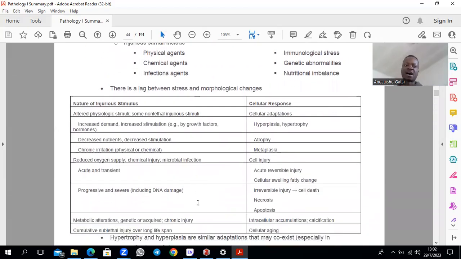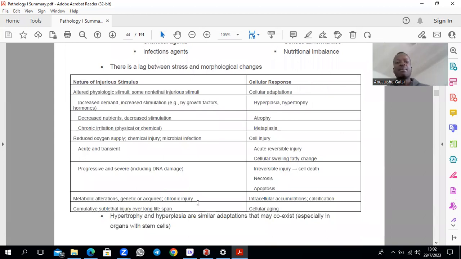So these are examples of cell adaptation. I won't necessarily talk about this. Maybe hyperplasia, hypertrophy. I told you that there's going to be an increase in cell number if it's hyperplasia, cell size if it's hypertrophy. Atrophy, there's decreased metabolism or decreased metabolic needs and a decrease in cell size. And the nature of the injurious stimuli will actually be decreased nutrients or decreased stimulation.